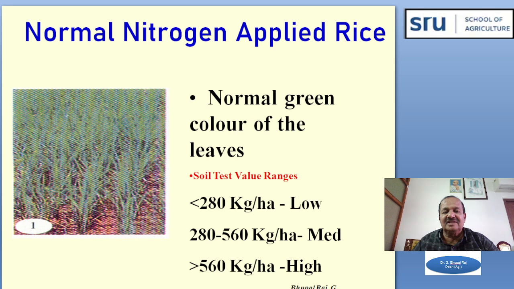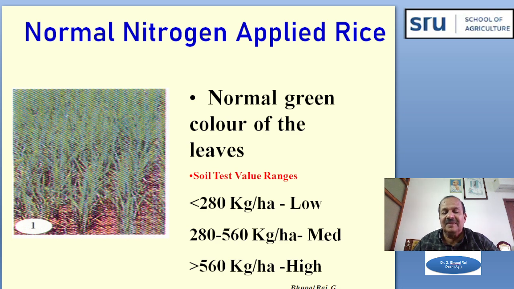As I told you, the soil test values are very important. If we do a soil test for nitrogen, if it contains less than 280 kg nitrogen per hectare, the soil is called low in nitrogen. If it contains 280 to 560 kg per hectare, the soil type is called medium in nitrogen. If it contains more than 560 kg per hectare, the soil is called high in nitrogen. So these are the soil test values. Based on the soil test values, we have to use the nitrogen fertilizers.